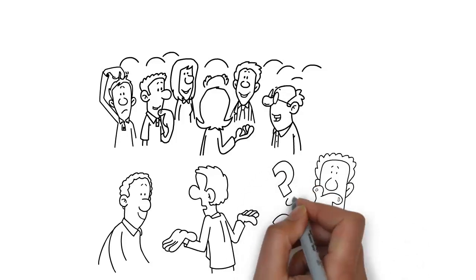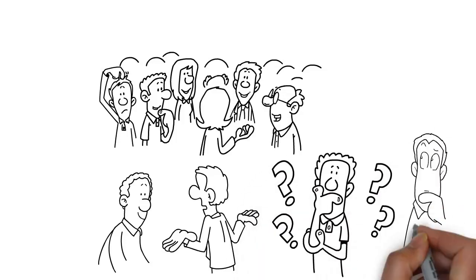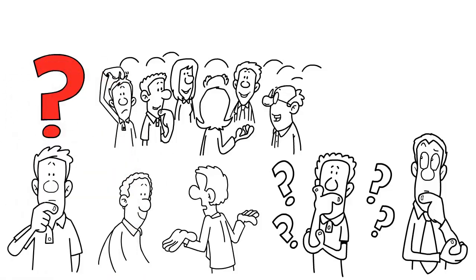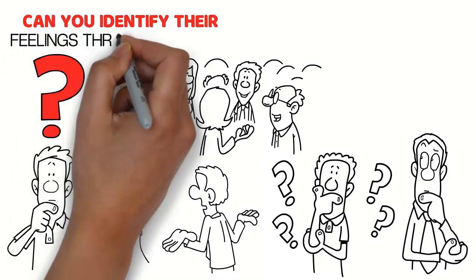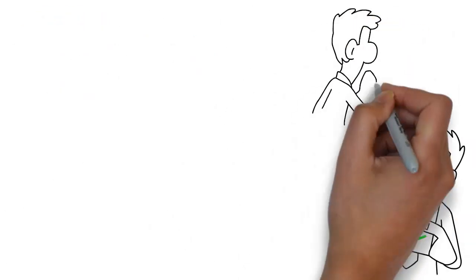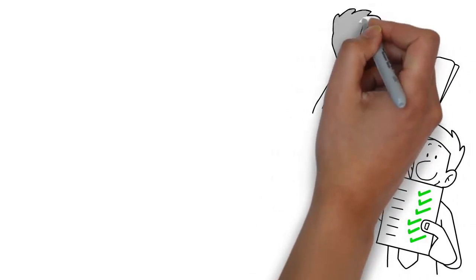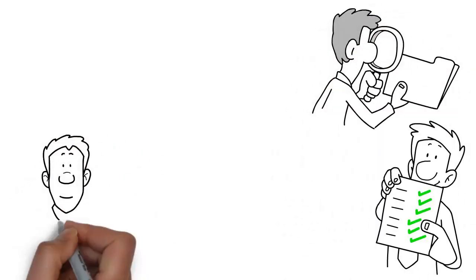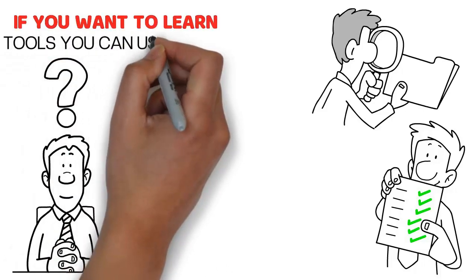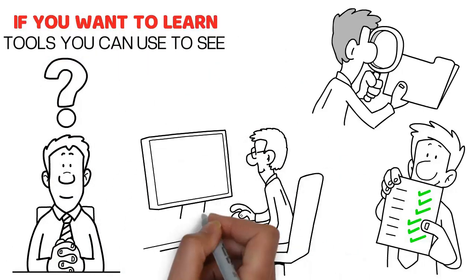Some questions to consider: what is the person feeling? What actions or words indicate this feeling? Can you identify their feelings through words? What words would you use to describe their feelings? These are just some of the guided questions that students can reflect on to identify the problem on how others are feeling.